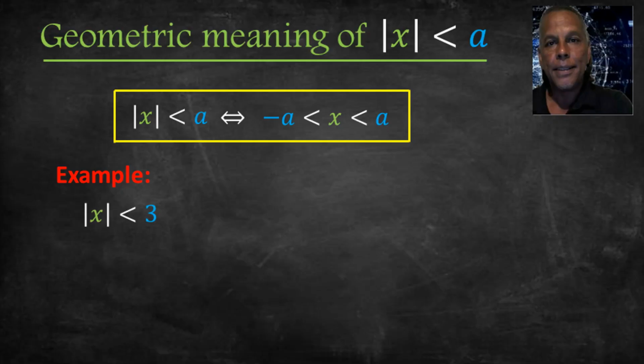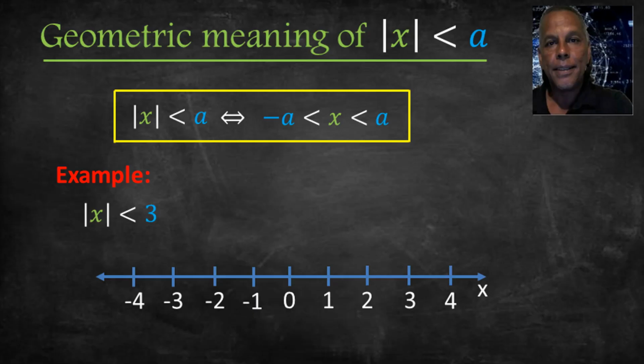Then we are looking for all the numbers that are less than 3 units away from 0 on the real axis. And we can see that all the numbers between negative 3 and 3 will be less than 3 units away from 0. And hence, this inequality becomes x greater than negative 3, but less than 3.